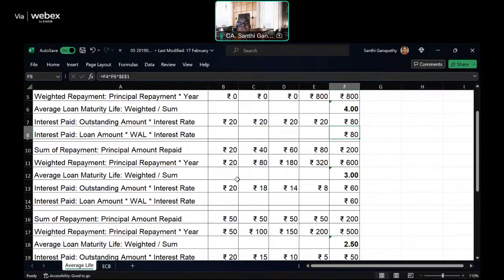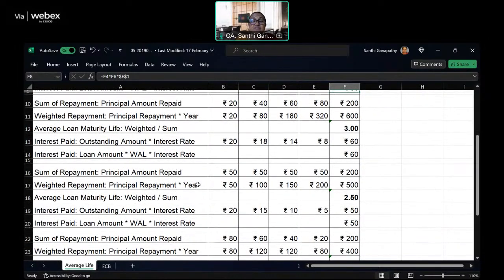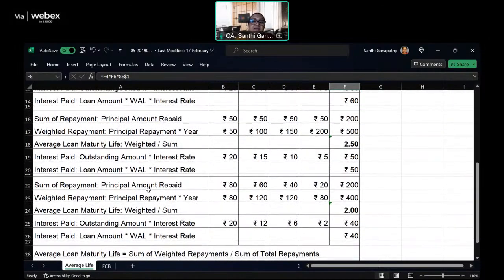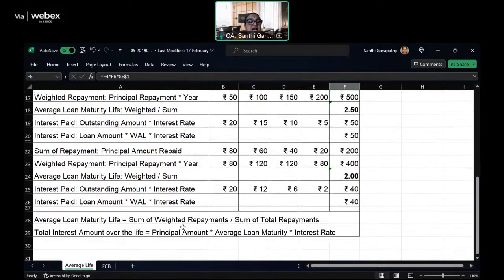Now, interest based on the amount outstanding, if we compute, then also I'm getting 60, or loan amount into weighted average life into interest rate. Similarly, if I have equal repayment every year, what happens? If I have decreasing principal repayment, what happens? So what do we know? Average loan maturity life is equal to sum of weighted repayment divided by sum of total repayment. Total interest amount over life is equal to principal amount into average loan maturity life into interest rate. Is this clear?